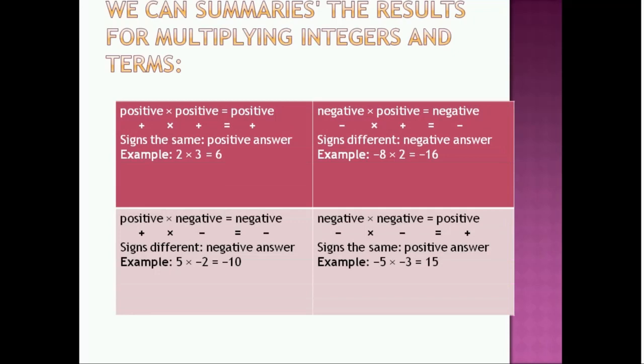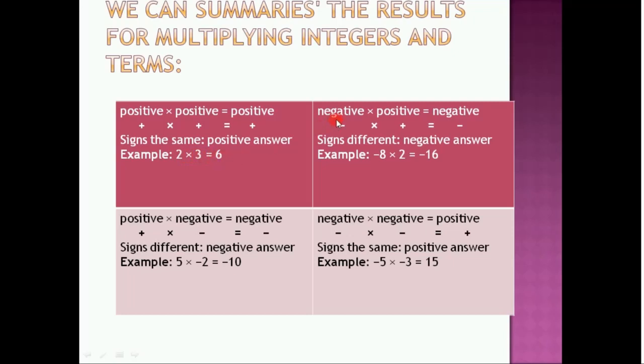We can summarize the result for the multiplication of integers and terms. Here you can see when we multiply positive into positive, the answer is positive. For example, when we multiply numbers having the same sign, that is positive and positive, the answer goes with a positive sign. 2 multiplied by 3 equals 6.